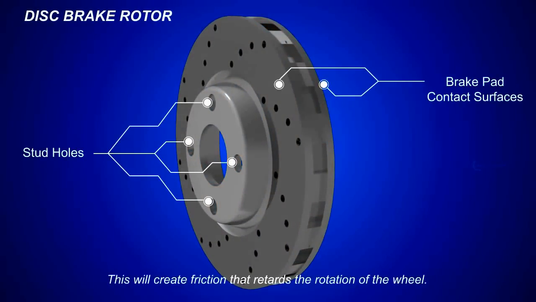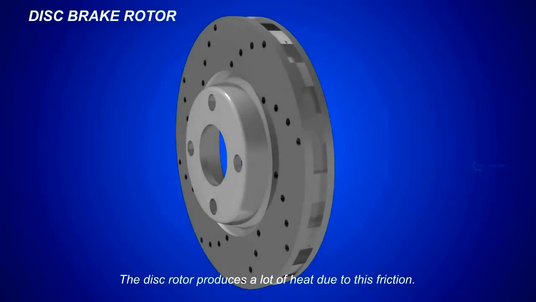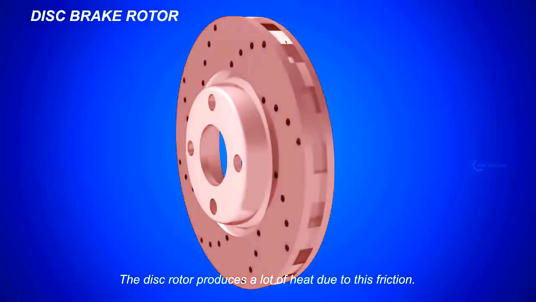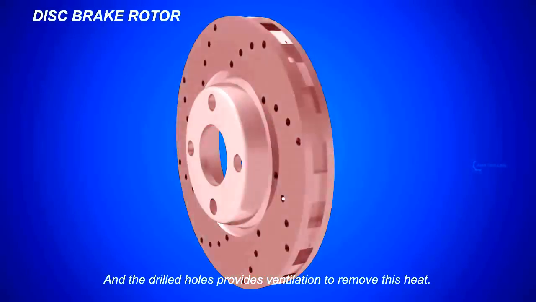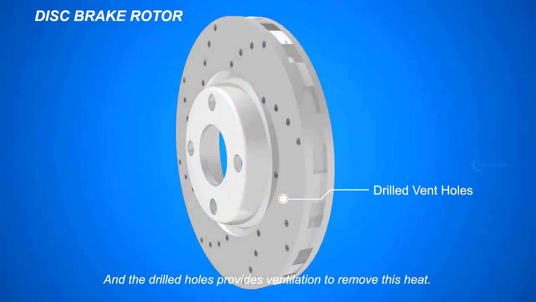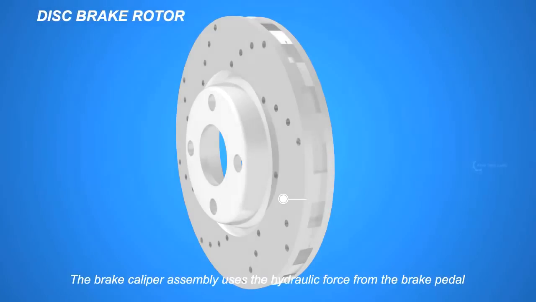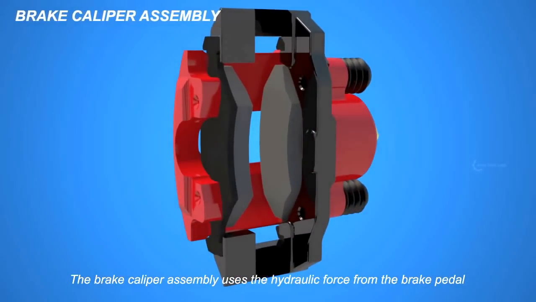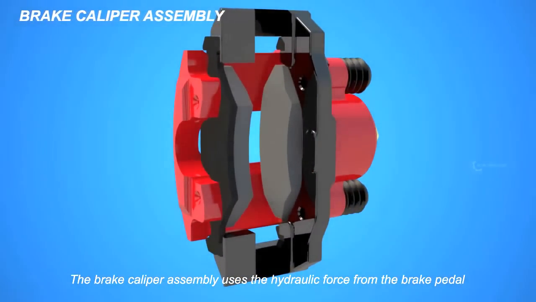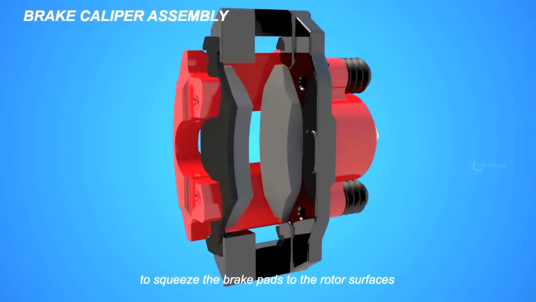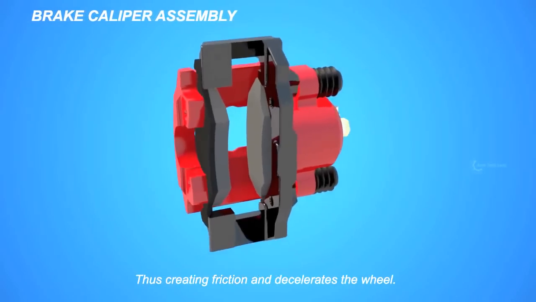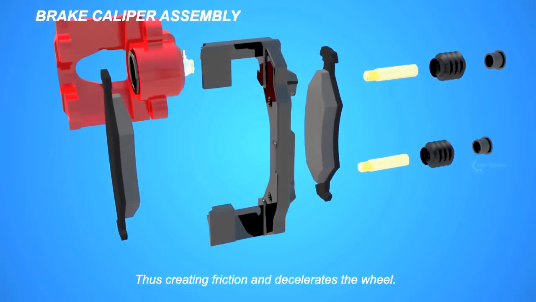The disc rotor is the part to which the brake pads squeeze against. This will create friction that retards the rotation of the wheel. The disc rotor produces a lot of heat due to this friction, and the drilled holes provide ventilation to remove this heat. The brake caliper assembly uses the hydraulic force from the brake pedal to squeeze the brake pads to the rotor surfaces, thus creating friction, and decelerates the wheel.